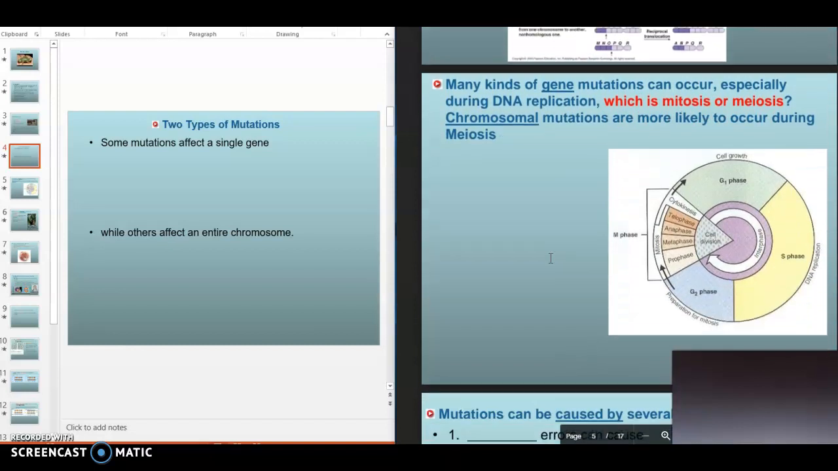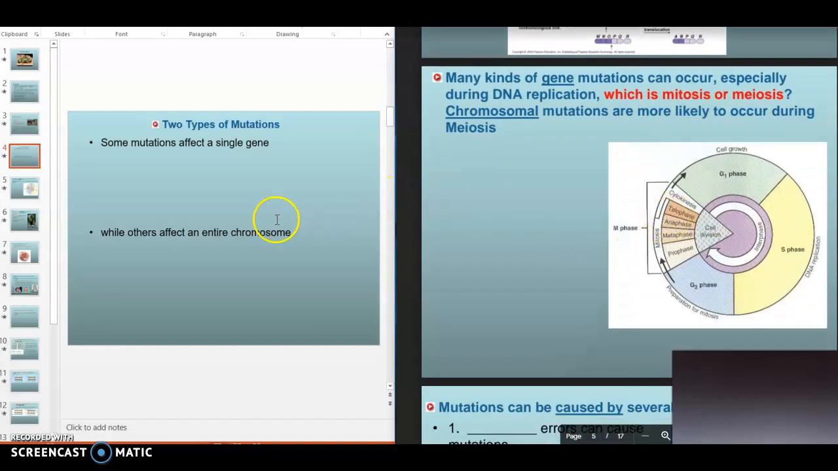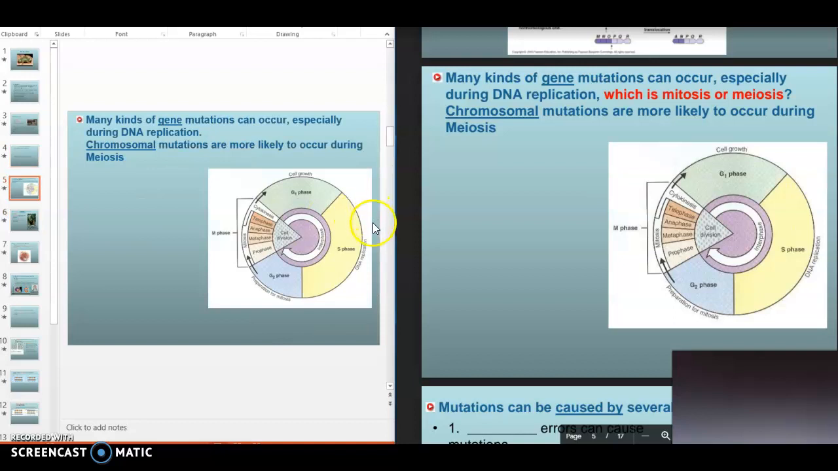Okay, moving on to this little guy here. This thing is rapidly advancing. It says many kinds of gene mutations can occur, especially during DNA replication. Where is this actually being done? Sometimes it's done in mitosis, never or rarely in meiosis. It's more than likely going to be in the S phase.